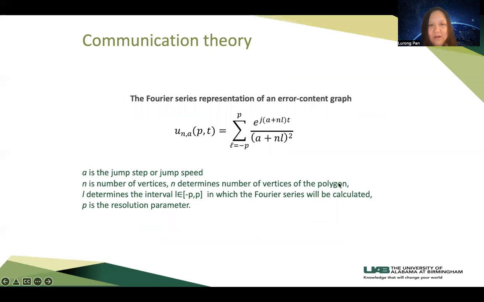Then, using a mathematical Fourier series representation, we can describe this error graph, as I showed earlier, with different objects. So A is a jump step, or jump speed in this case for the graph, N is the number of vertices in the graph, L determines the interval at which the Fourier series is calculated, and P is the resolution parameter.